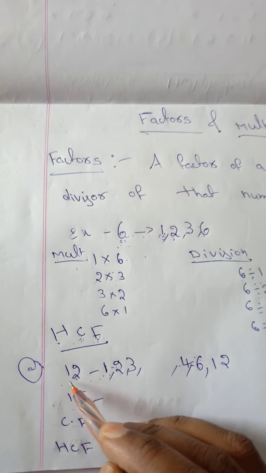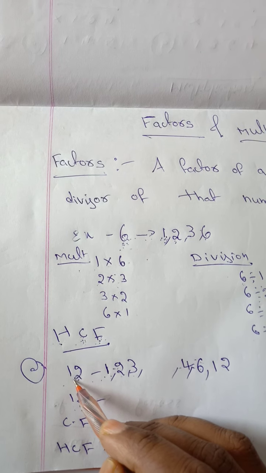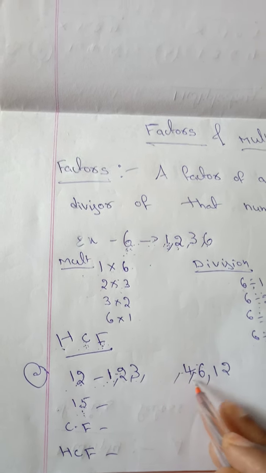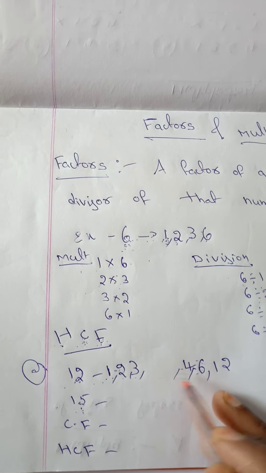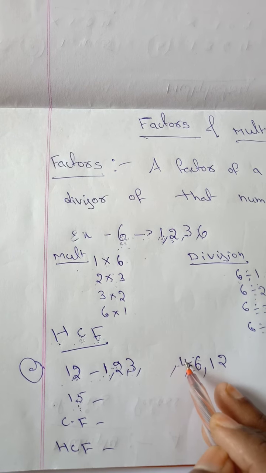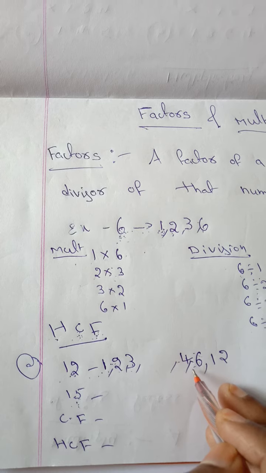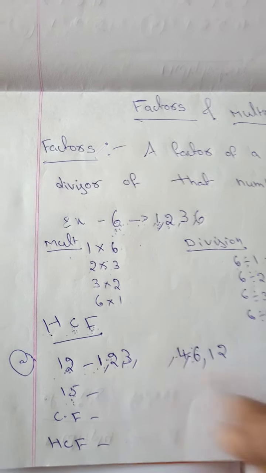Then in the 5 table, is 12 there? No. Then after 5 comes 6, but 6 already came, so no need to write it again. The next numbers have already come too. So 1, 2, 3, 4, 6, 12 are all the factors of 12.